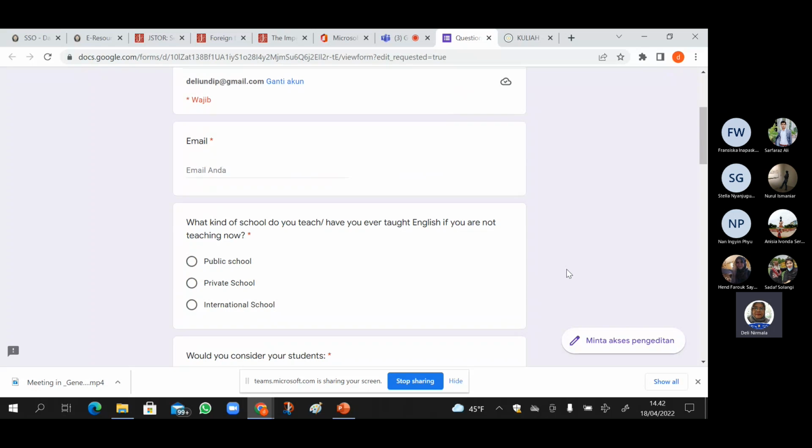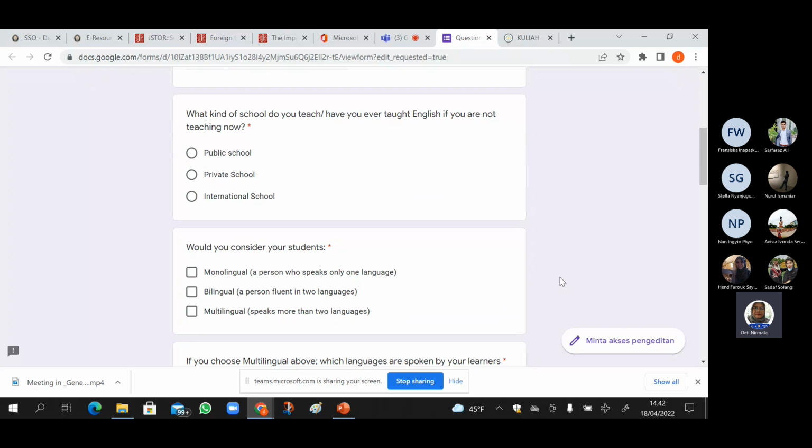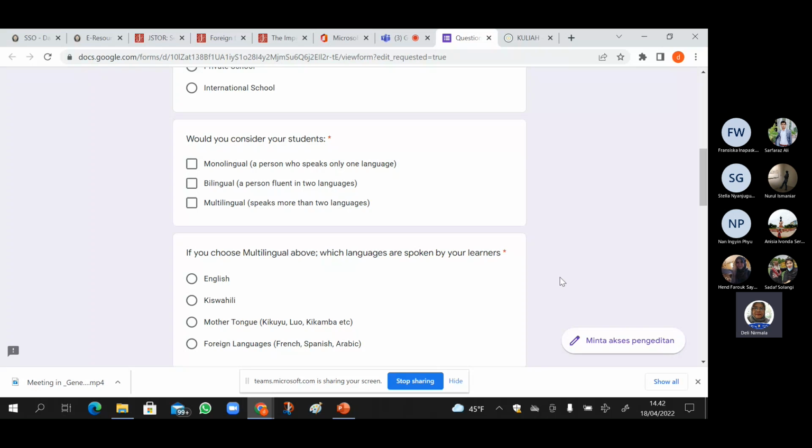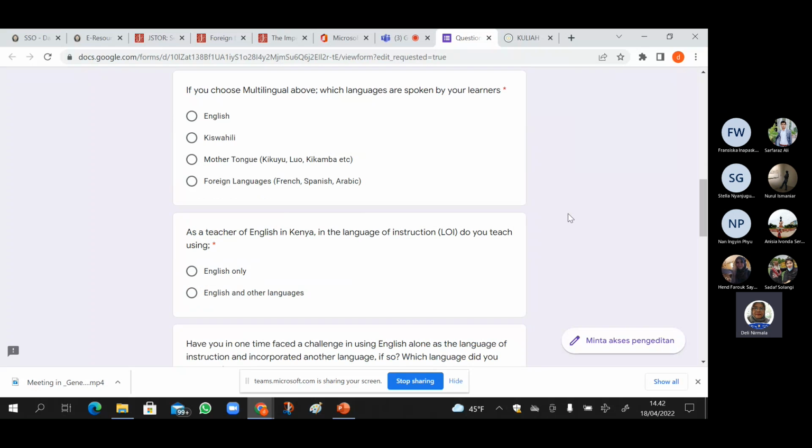What kind of school do you teach? Oh, it is for the teachers. Would you consider your learners bilingual or multilingual? Is it a multilingual class? Which languages are spoken by your learners? Okay. Swahili and the mother tongue. As a teacher of English in Kenya, and the language of instruction, do you teach using English?